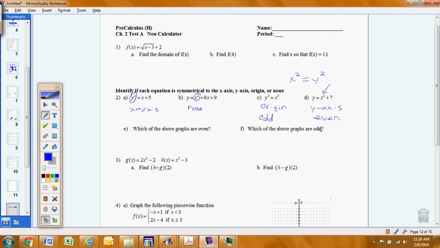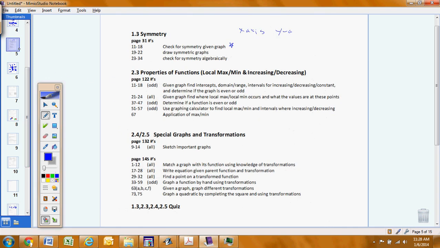Odd is symmetrical to the origin. The way I remembered that was odd, origin, and even is symmetrical to the y-axis. And we have no special name for the x-axis because it's not even a function if it's symmetrical to the x-axis. So some good things to remember there about odd and evens. All right, or symmetry, I should say. Local max and local min, increasing and decreasing. You guys did a wonderful job on that.